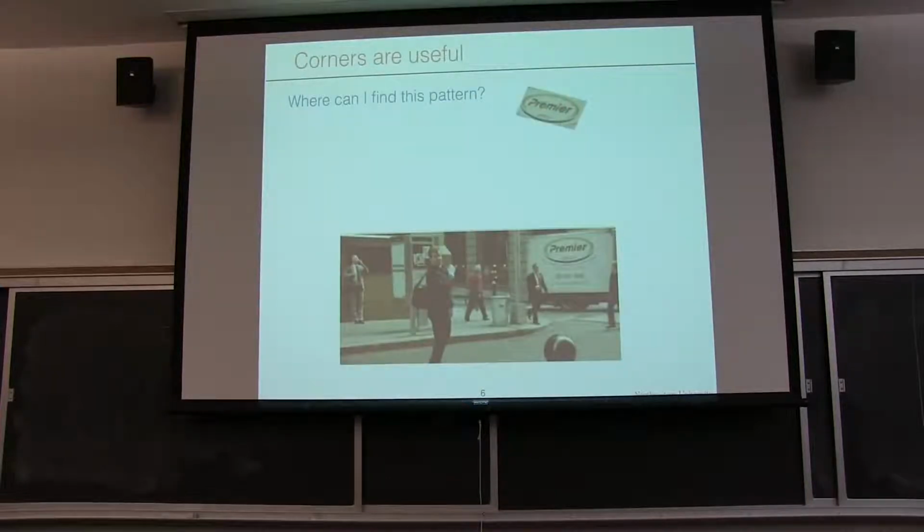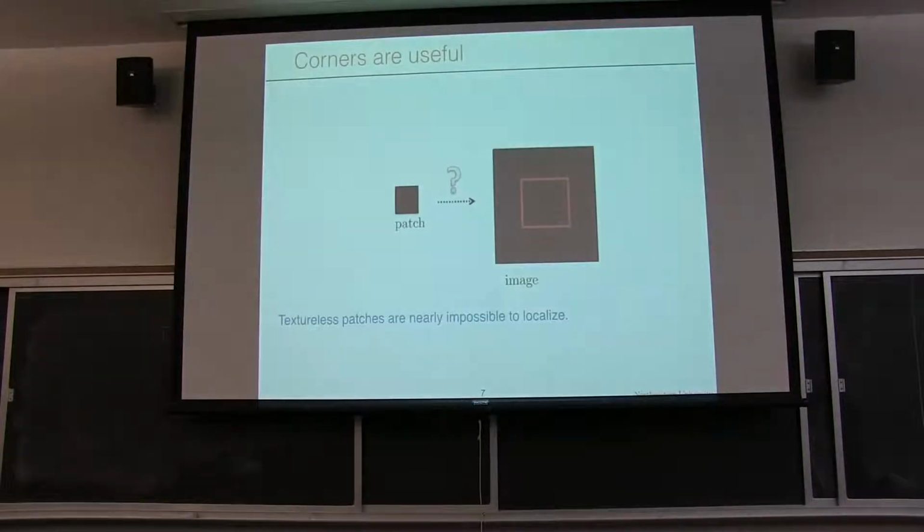Okay, here's another example. Say I have this pattern over here, I have this picture over here. I want to find that pattern in the picture, right? So I want to see that this is over there. So why corners are helpful, why I'm talking about corners for doing this task, might be better understood if we look at this cartoon example. Okay, suppose I have a patch like this. It's all black. Okay, and I have an image like this. It has all black and it has a red nice square on it. Okay, and I ask, where is this patch in this image?